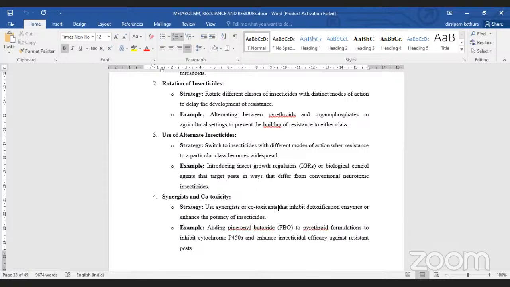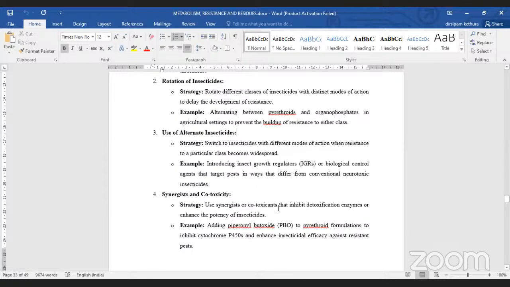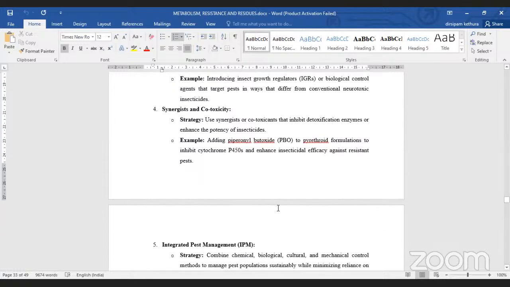And the fourth one here under management of insecticide resistance is synergists and pro-toxicants. Use synergists or pro-toxicants that inhibit detoxification enzymes or enhance the potency of insecticides. Example, adding piperonyl butoxide to pyrethroid formulations to inhibit cytochrome P450 and enhance insecticidal efficacy against resistant pests.